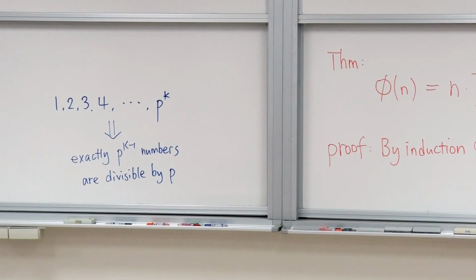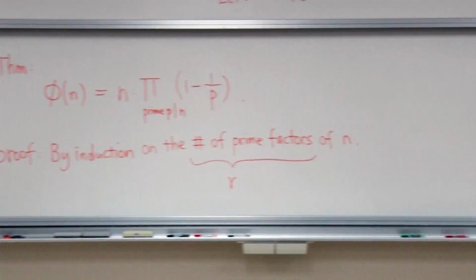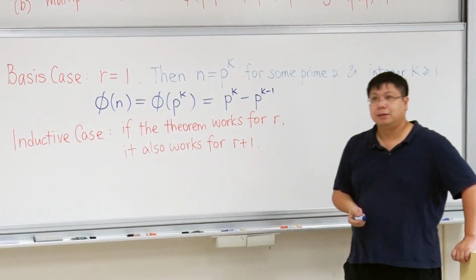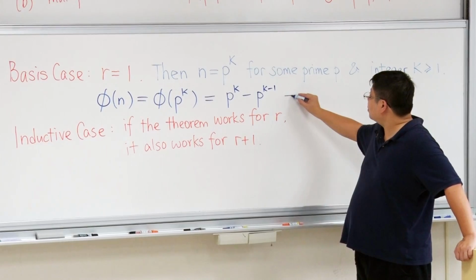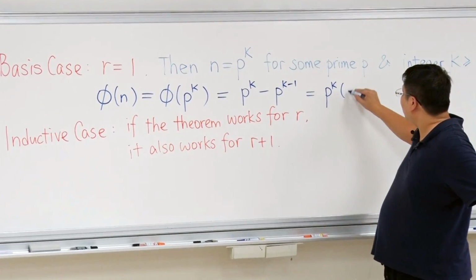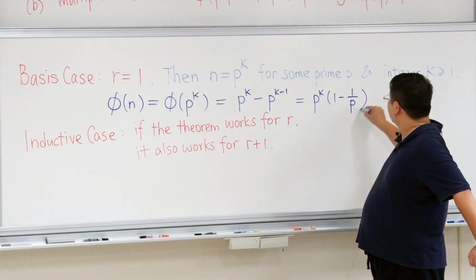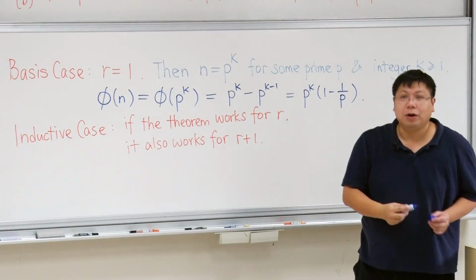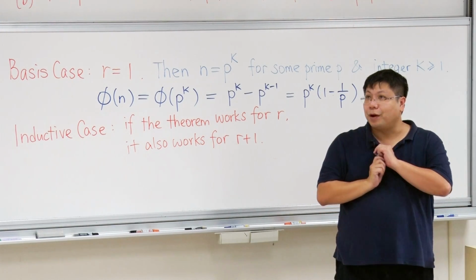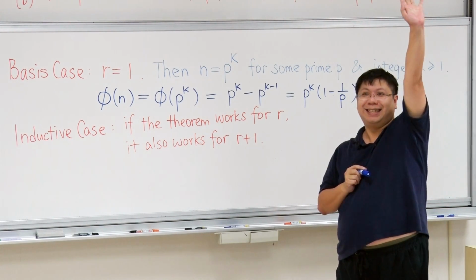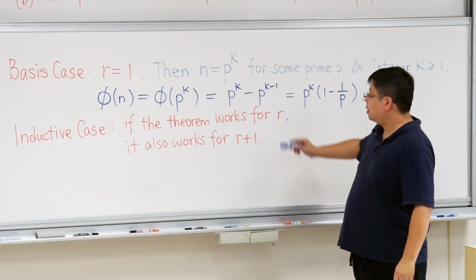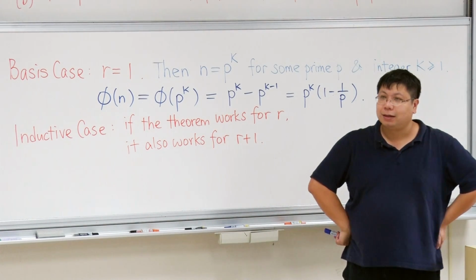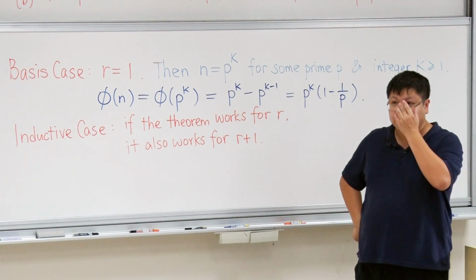So we know what this one is. Phi of p to the power k is equal to the total number p to the power k minus the number that is divisible by p. Is that okay? So this is equal to p to the power k times 1 minus 1 over p. And then done. Yeah, this is the form that we hope. If you are okay with this, could you please raise your hand? Okay, good, excellent.